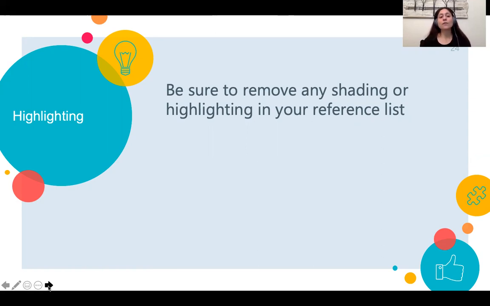But then the other issue is a lot of students won't remove the highlighting. When you copy from those research databases and put them into your paper, it highlights it in gray, like this weird gray shading. And it's visible, it's not like you can't see it. So make sure to remove that highlighting because there's not supposed to be any highlighting in the APA reference list.